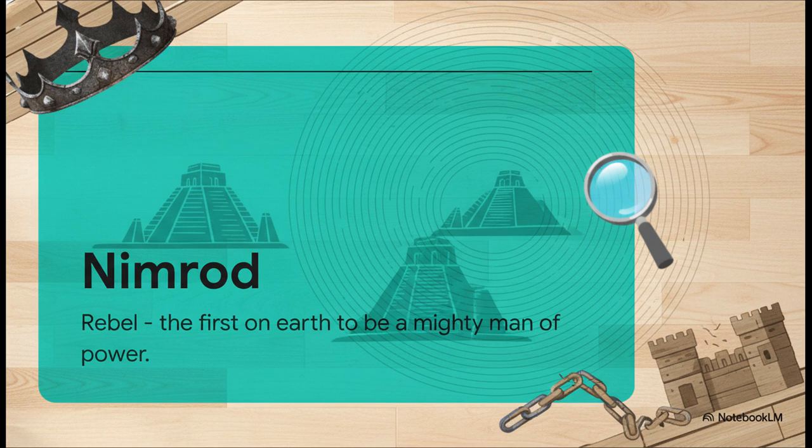So we're not just talking about a tough guy who's good at hunting animals. No, this guy is the ultimate archetypal rebel. He's the very first architect of worldly empires, gathering up human power to build his own kingdom. It's the ultimate showdown between worldly ambition and God's kingdom.